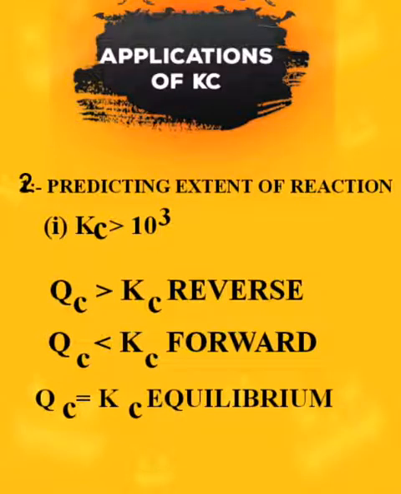Thus, for that reaction, if Qc is greater than Kc, then the reverse reaction is dominant. If Qc is less than Kc, then the forward reaction is dominant. And finally, if Qc is equal to Kc, then the given reaction exists at equilibrium.